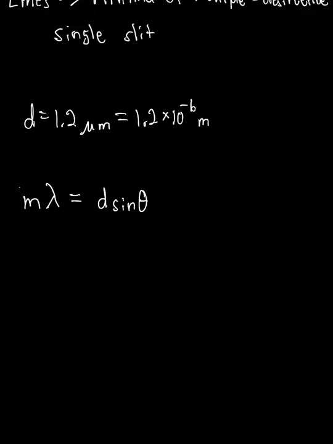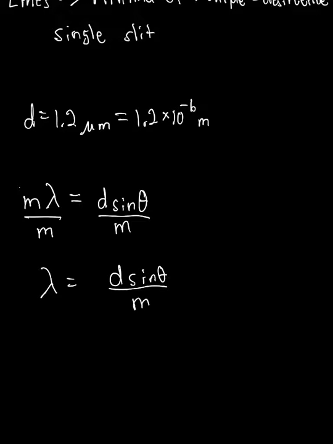What were we asked to find in this question? The largest wavelength. Largest wavelength. So we can solve this equation for wavelength, divide both sides by m. And lambda is d sine theta divided by m. But what else did they give us? Did they give us any of these other variables? They gave us d, so we know d.